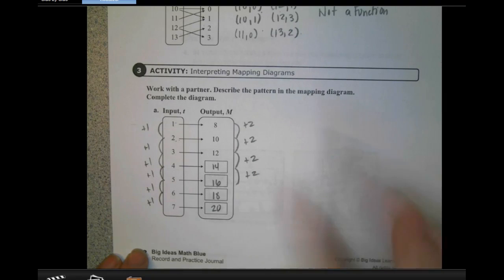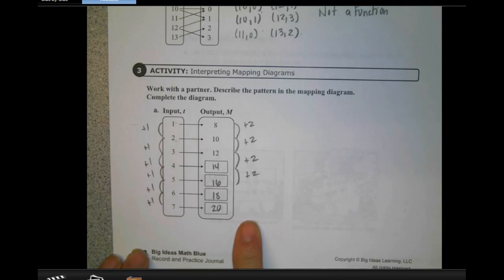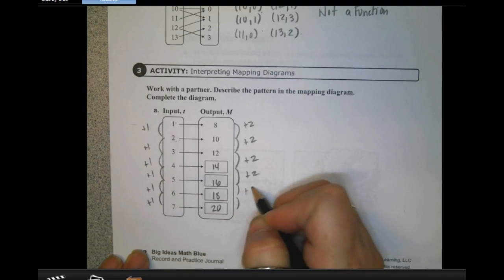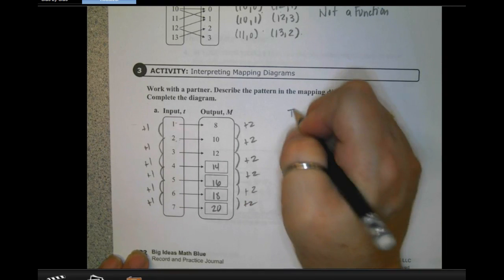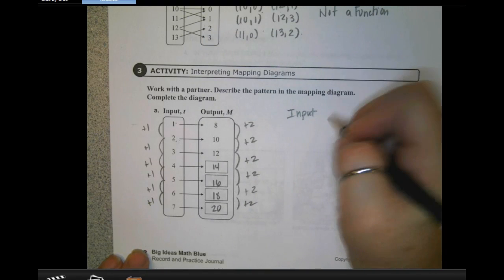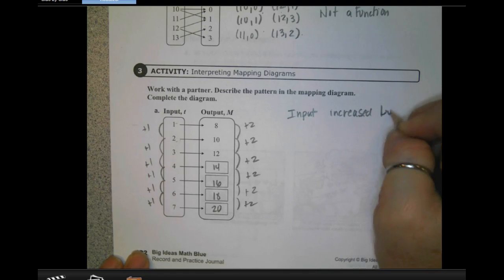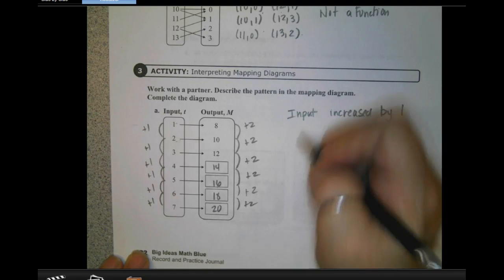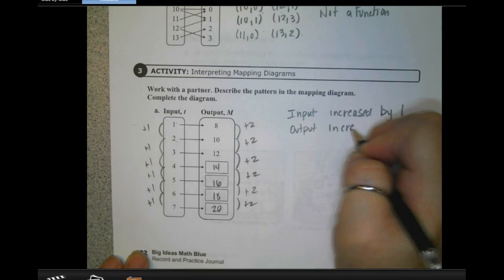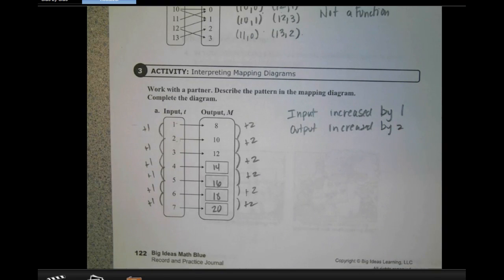So if they're asking me to describe the pattern, they want to know the change. Change in T, change in M. All of these are going to be plus 2. So you can say your input went up by 1, increased by 1. And my output increased by what? By 2. Okay?